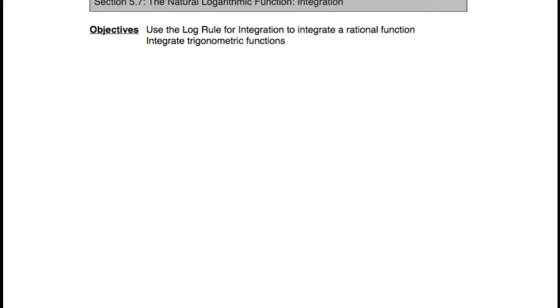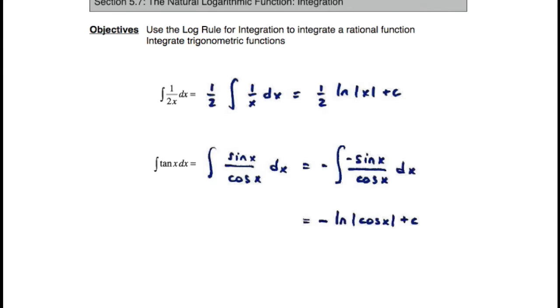The log rule for integration is what we used many times to solve integrals, and we've also seen how to find the integral of tan x dx. This can be done with other trigonometric functions too.